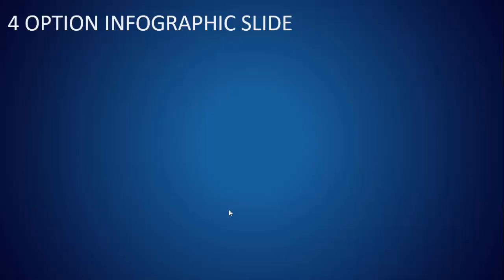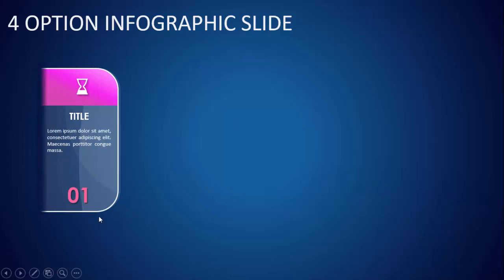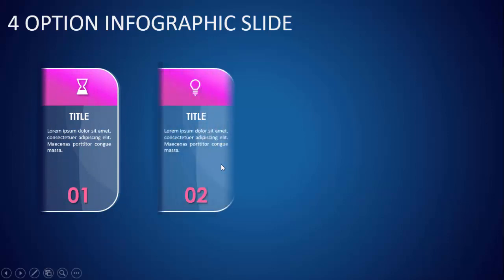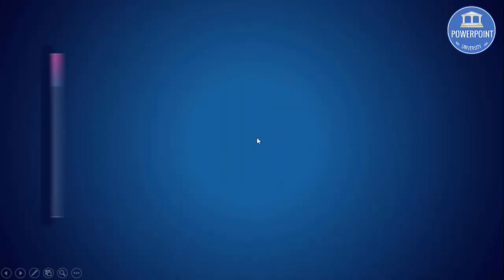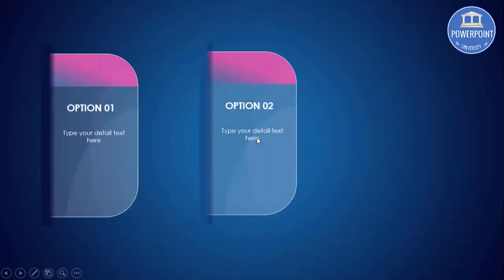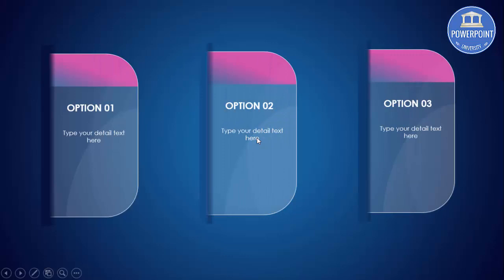In this tutorial, I'm going to show you how to create a four-option infographic slide in PowerPoint. And this is how the slide works. When I click, it will show you the title, which you can see has kind of a glass effect I have given there. And then it will show you option 2, option 3, and option 4. And if you'd like to make it 3 options, you can just make it option 1, option 2, and option 3. So let's see how to do this in PowerPoint.